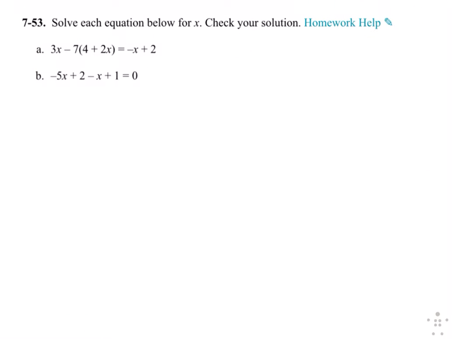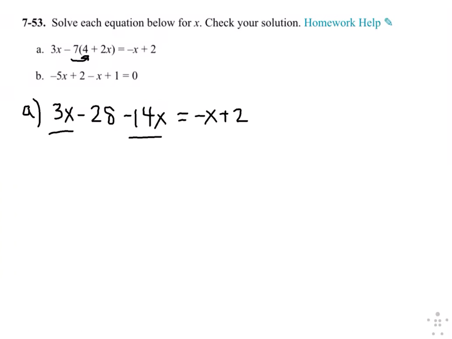Okay, 53, they want us to solve the equation, so let's solve. So A is 3x minus, now I have to distribute that 7 in, right? So 7 times 4 is 28, negative 7 times 4 is negative 28, and negative 7 times 2x is negative 14x. Don't forget to distribute the negative. Equals negative x plus 2.